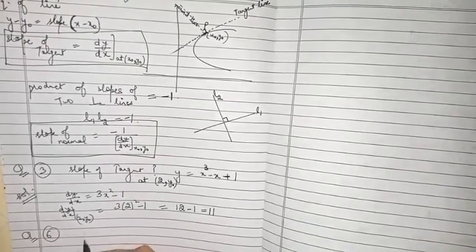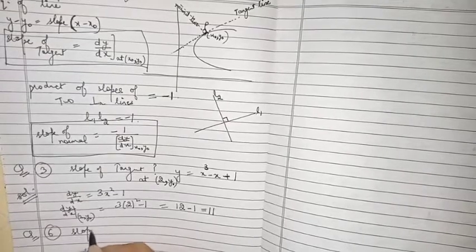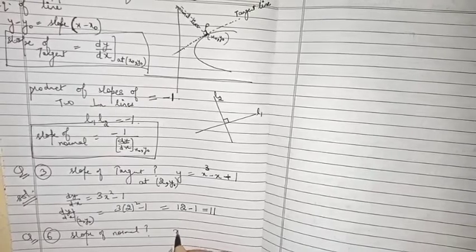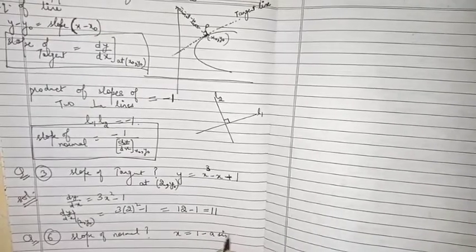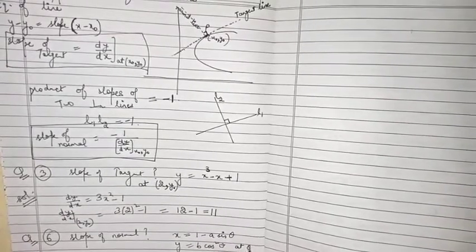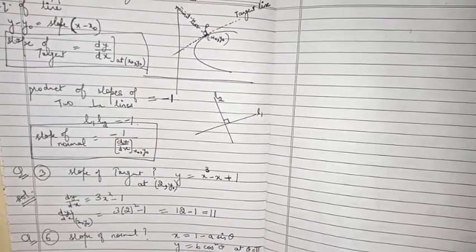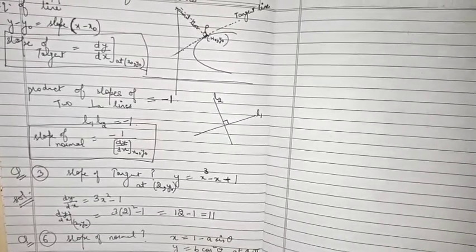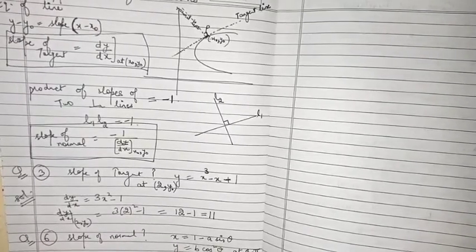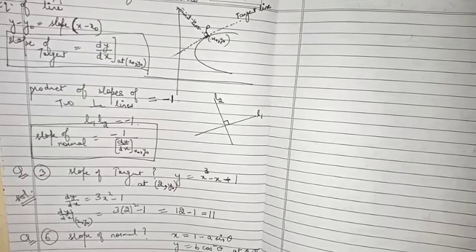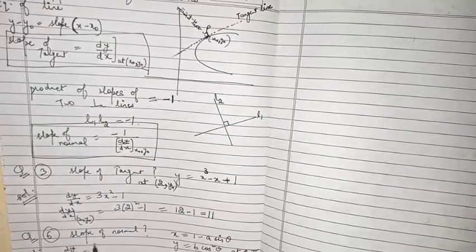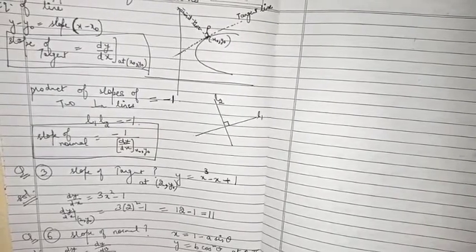Question number 6. Find the slope of normal. Now we need to find the slope of normal to the curve. Curve is given as x equal to 1 minus a sine theta and y equal to b cos square theta, and at point theta equal to pi by 2. I need to find the slope of normal at point theta equal to pi by 2. Clearly the curve is given in the parametric form, where the parameter is theta. So I need to find dy by dx by using the concept dy by d theta over dx by d theta.